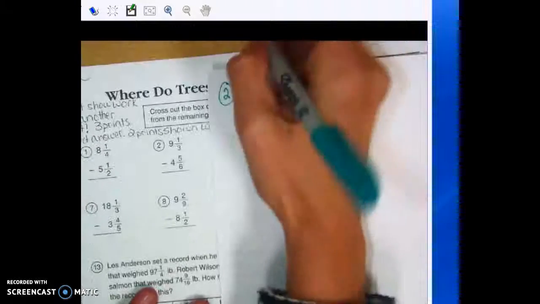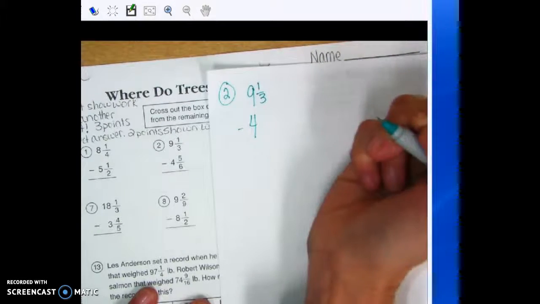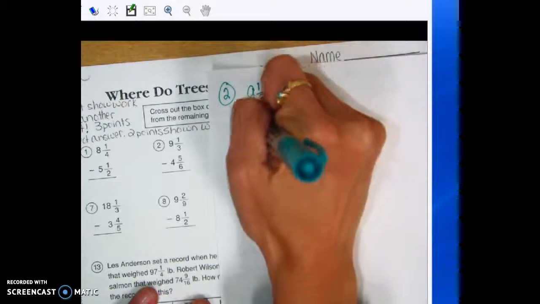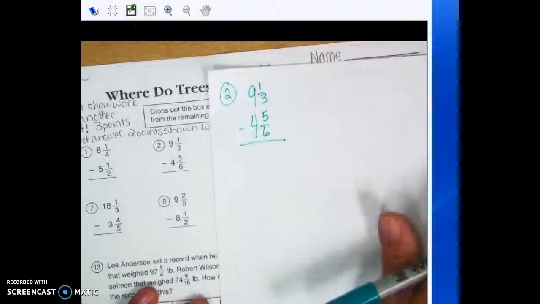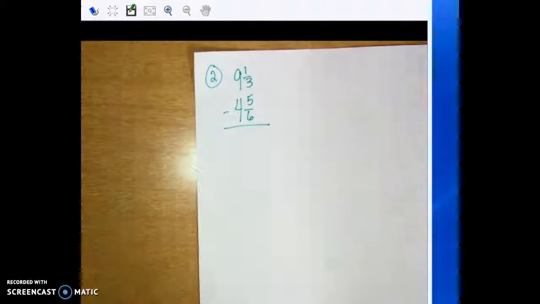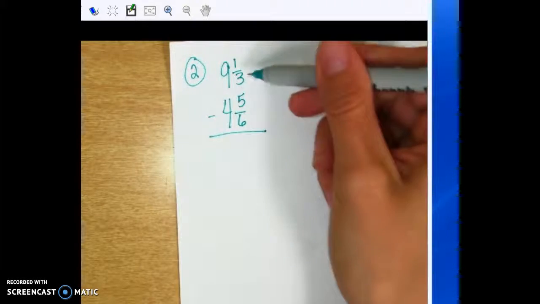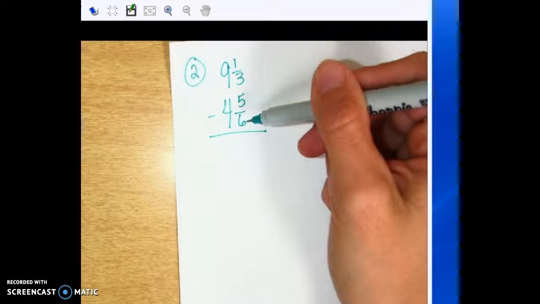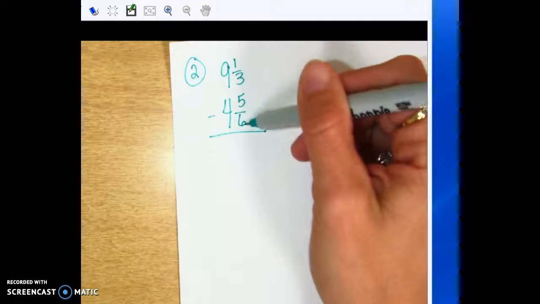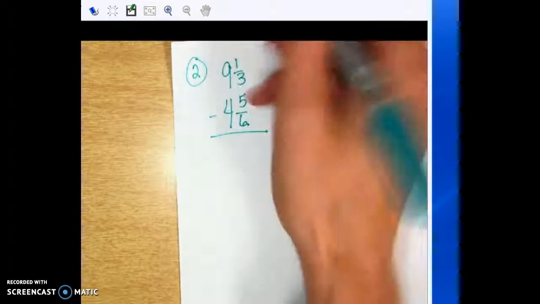All right, so we have 9 1/3 minus 4 5/6. On every single problem, if we're adding or subtracting fractions, we have to have a common denominator. So we have to find something that 3 and 6 will both go into. So we always check the biggest number. Our biggest number is 6, so yes, 3 will go into 6.